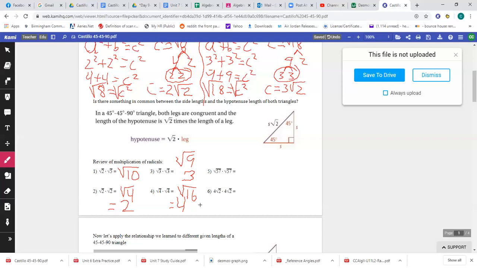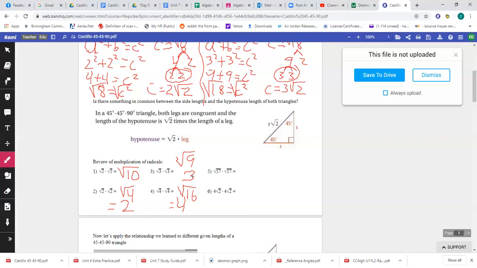Now, I want you to take a note, and I've actually mentioned this in class before. If you are ever multiplying two radicals that are the same, like root 2 times root 2, you should know the answer is just whatever's underneath the radical. Because remember, squaring something and square rooting something cancel. So root 2 times root 2 is the same thing as root 2 squared. So they cancel, so you're just left with 2.